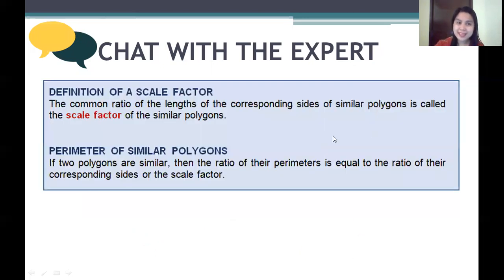Now let's define a scale factor. I told you a while ago that in the square, the ratio is 4:6, right? That 4:6 is called the scale factor. The common ratio of the lengths of corresponding sides of similar polygons is called the scale factor. Or we could say, we could reduce it. The scale factor is 2:3. Or that can be 3:2. It depends on which triangle you refer to first.